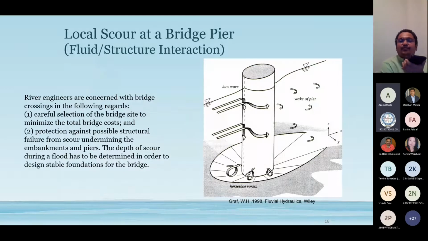Yes. See the local scour. The different shapes: you can see circular, square shape, and I will show some more. So in river engineering, this is highly concerning. Whenever you see this fluid structure interaction, on the upstream side horseshoe vortex scour takes place. So scour takes place.